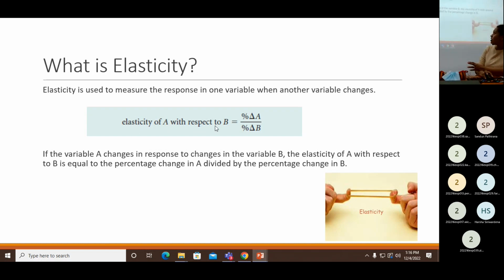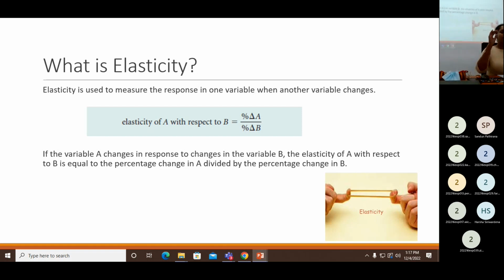Elasticity of A with respect to B will be the percentage change in A over the percentage change in B. So what this means is, if the variable A changes in response to changes in variable B, the elasticity of A with respect to B is equal to the percentage change in A divided by the percentage change in B.